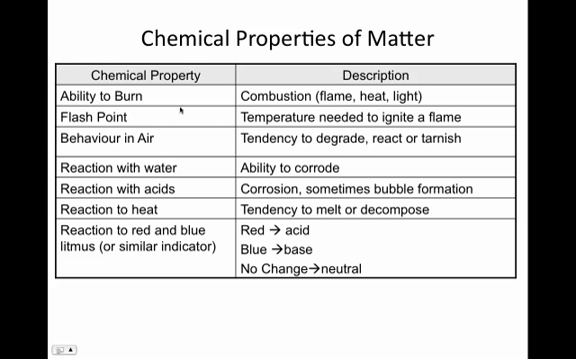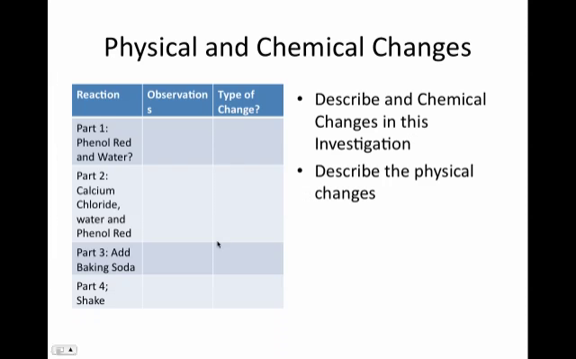So here are some other examples of chemical properties. Its ability to burn, we call that combustion. The temperature it needs to start a flame, how it behaves or reacts in air. For example, does it tarnish? Its reactivity with water and acid, how it behaves with certain amount of heat. Keep in mind this doesn't mean change of state. And some examples of color change, etc.